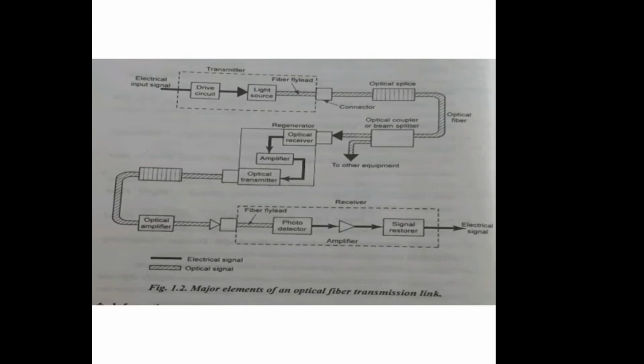So this input signal may be a voice signal, or an image signal, or a video signal. Now this input signal is given to the driver circuit. What is the purpose of this driver circuit? So the next block is the light source. This light source may be an LED or laser. Okay. In optical systems, the light sources are the LED and laser.